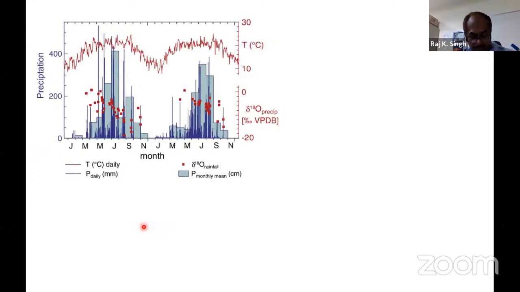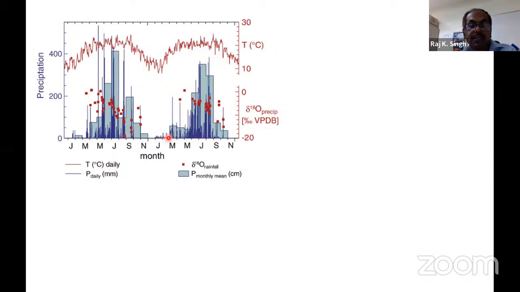If you talk about that monsoonal precipitation, this is the curve from Cherrapunji, which was recording the highest rainfall. Now it has changed to the nearby village called Mawsynram. This is for the Indian monsoon rainfall, which occurs in May, June, July, August, and September.